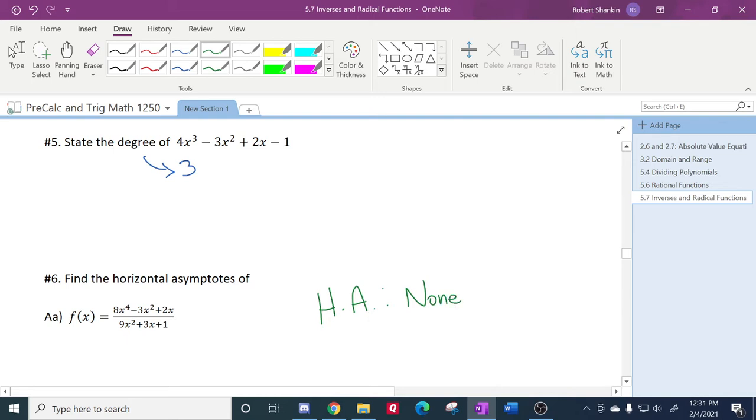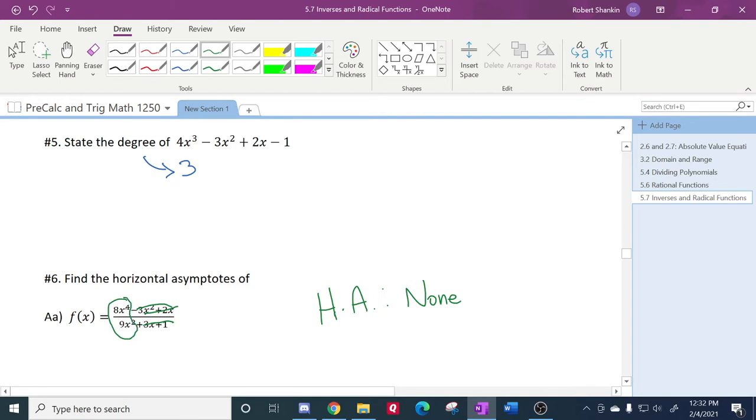Because remember the question that we ask for horizontal asymptote. As the input gets super huge, what happens to the output? Well, these things become insignificant. When x is really large, these two things dominate the numerator and denominator.